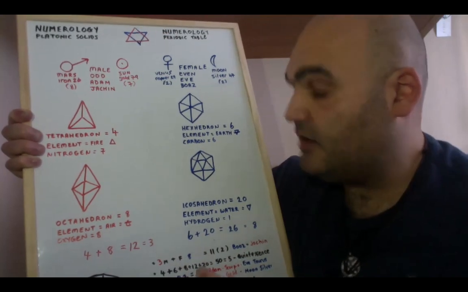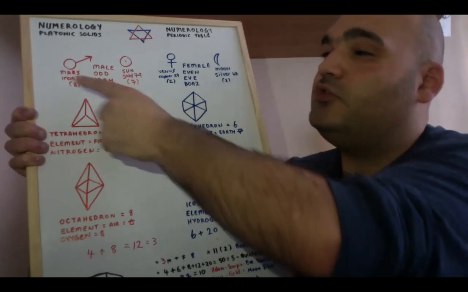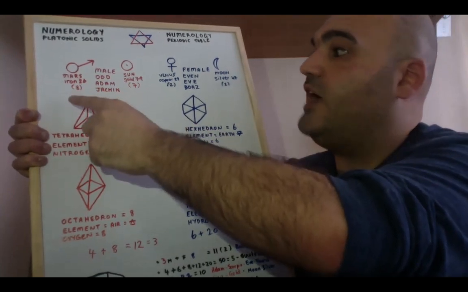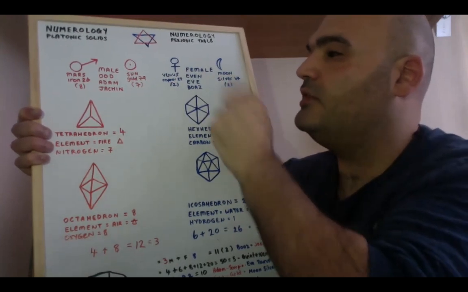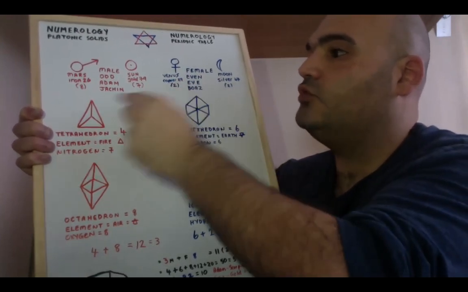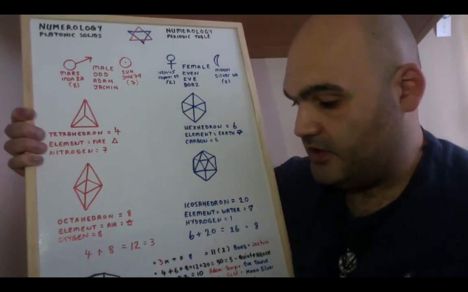So when you add these 2 together, once they're broken down, 26 equals 8, and 29 equals 2, because 2 and 9 equals 11. And then when you break 11 down, it equals 2. So when you add Mars and Venus together, you get the number 10.